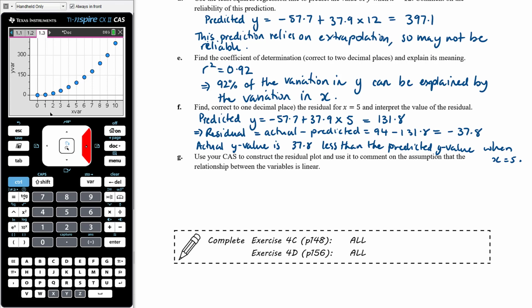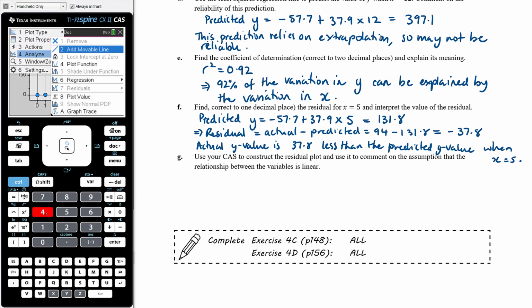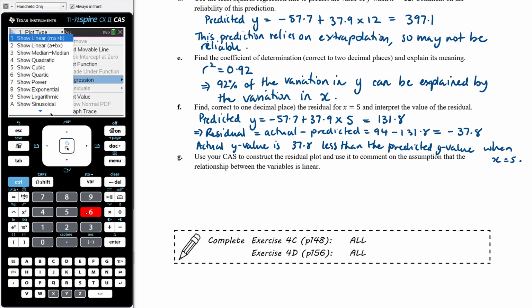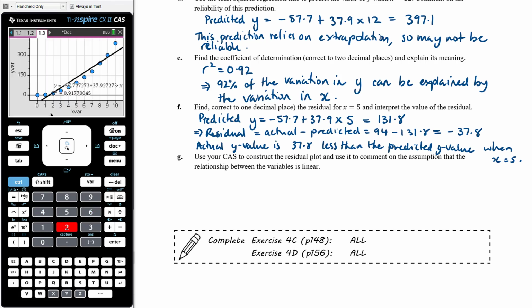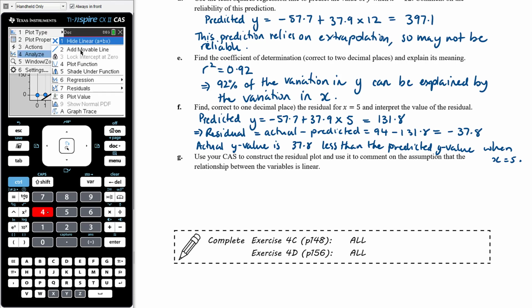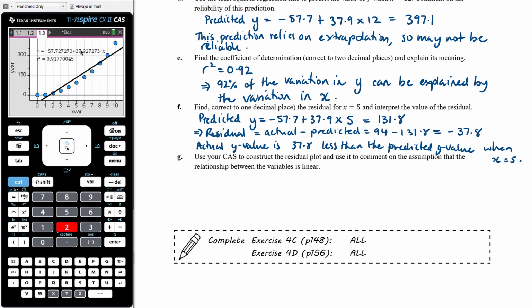So again, we've got our scatter plot here. First of all, before you can do the residual plot, you must get it to show you the line of best fit, the least squares line of best fit. So we're going to press menu, 4 for analyze, 6 for regression, show the linear regression a plus bx, so number 2. Okay, again, because I did that diagnostics tick earlier, I can see my regression equation and my R-squared value, which matches the things I found previously. So now we want the residual plot. So menu, 4 for analyze, 7 for residuals, 2 for show residual plot.